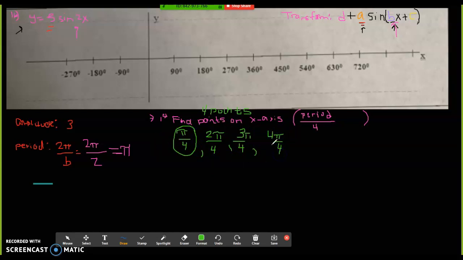Now, if you look at this, we can simplify these. My points are at pi over 4. 2 pi over 4 is just pi divided by 2, pi over 2. And 3 pi over 4 is 3 pi over 4. And 4 pi over 4 is pi. So those are my 4 increment points. And then what I want to look for next is I want to think about what my points are going to be on the parent graph.